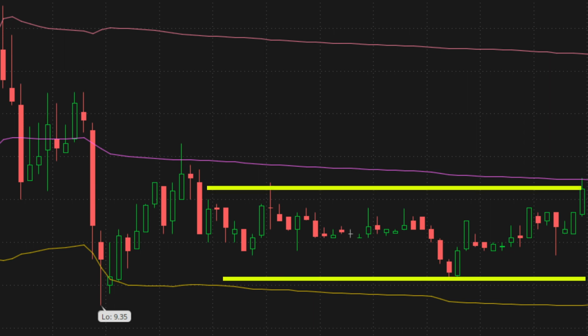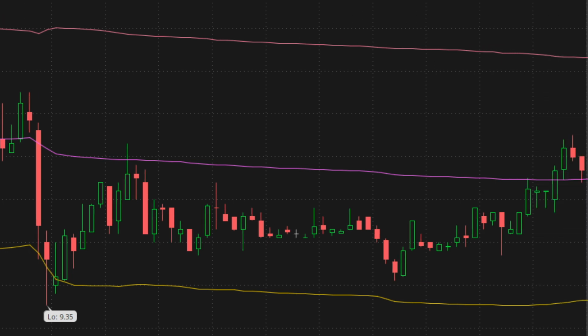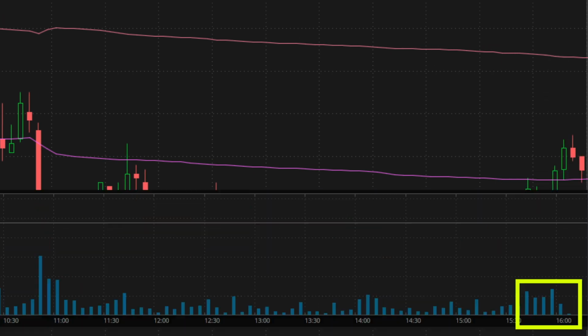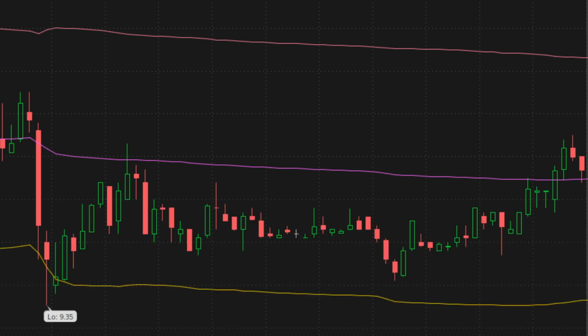And then finally, near the end, it was able to close above the VWAP line, but it was already end of day. So at that point, the volume just sort of died out, as you can see at the end here. It's still a pretty decent amount, but compared to what happened in the morning, it was really nothing.